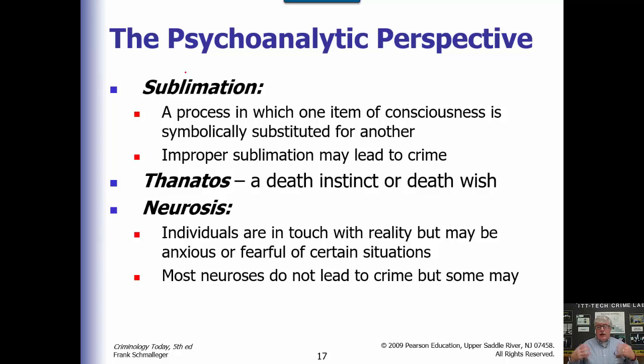Thanatos is when somebody has a death instinct or death wish. So basically, they have this death instinct, so they're not really concerned about what happens. So they're more willing to take risks, is what it amounts to. So even though you have the id, the ego, and the superego, somebody who suffers from this thanatos or death wish could take the chance of going in with a gun to the 7-Eleven because they don't really care. If the clerk pulls a gun on me and shoots me, so what?